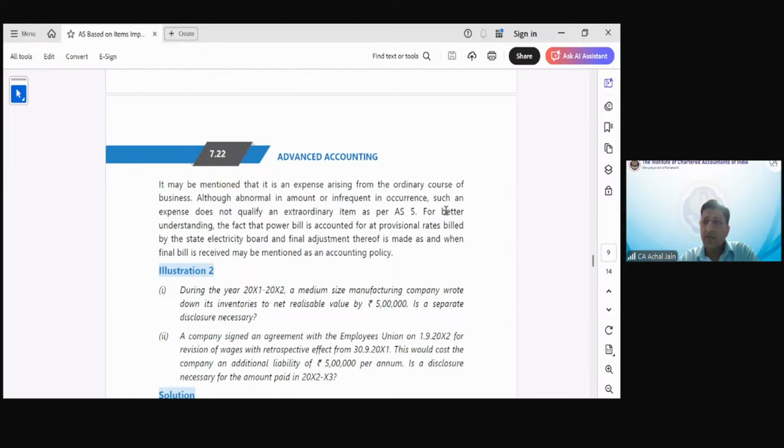Here again, Soumya is calling this exceptional. What about others? She's saying yes, sir, disclosure is required because it's again something unusual. Okay, so let's look at the solution now.